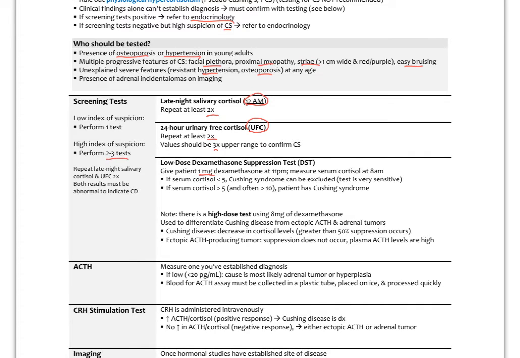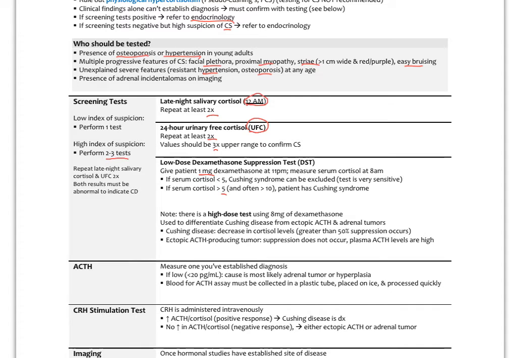So you gave the dexamethasone. That should suppress the pituitary to not secrete ACTH, and that should not raise the cortisol as a result. If the serum cortisol is over 5 and often over 10, then we can pretty much use that as an initial screening test for Cushing syndrome.